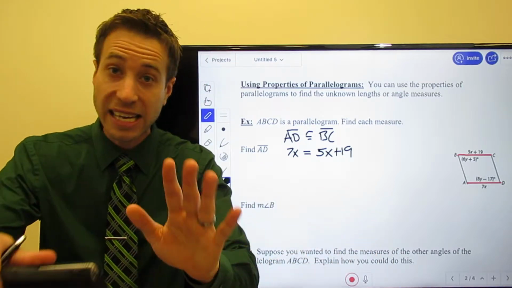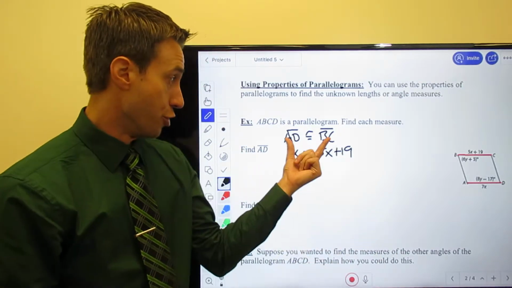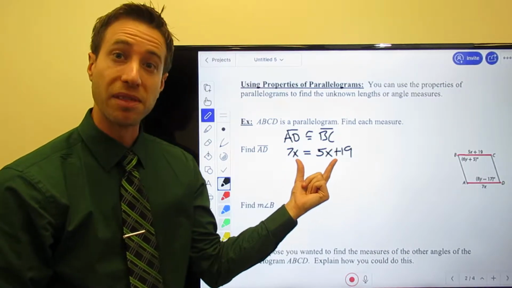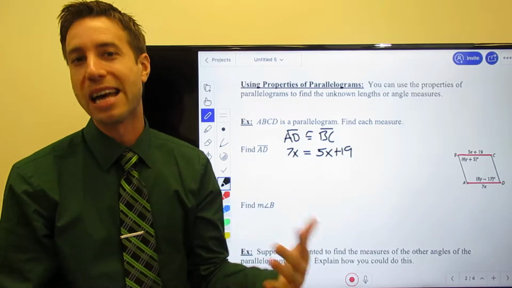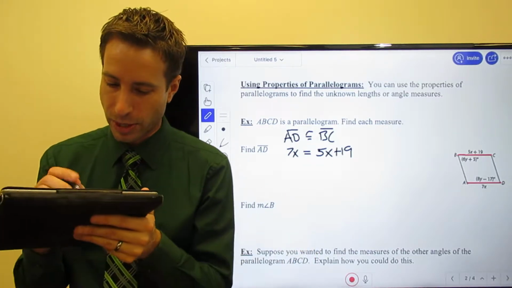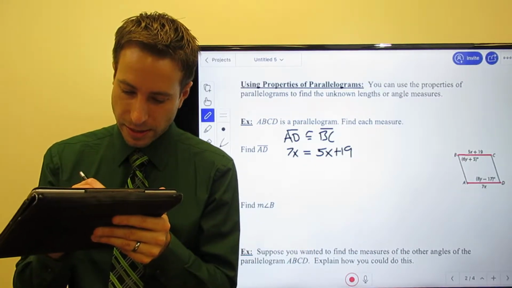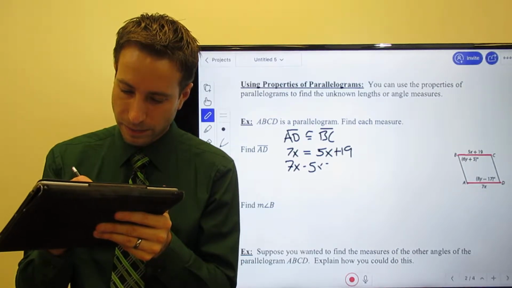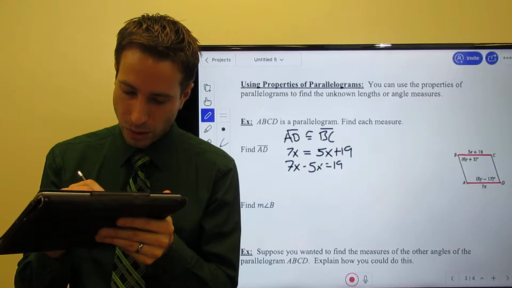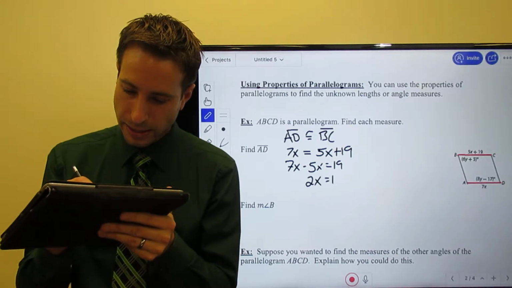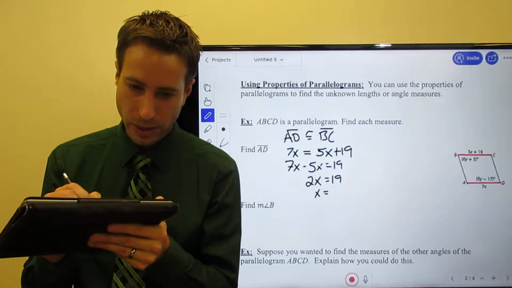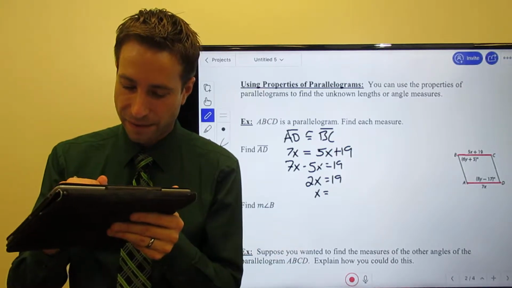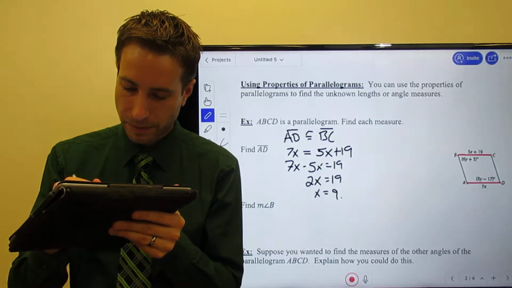We set this up thanks to the geometry, right? Knowing this geometry about parallelograms, I can set up this algebra problem. Now we just solve the simple algebra problem. So here we go. I'll subtract the 5x to the other side. 7x minus 5x is equal to 19, which means 2x is equal to 19, which means x is equal to 19 halves, or 9.5.